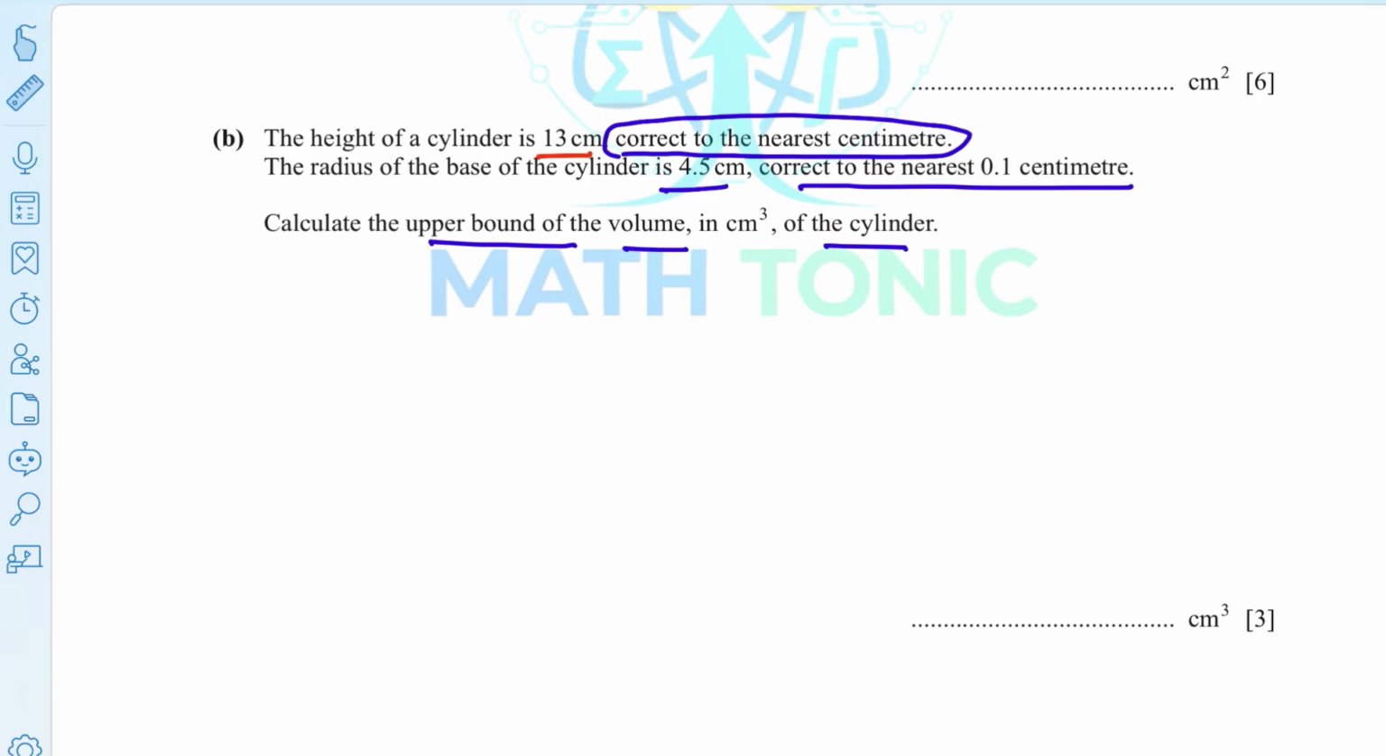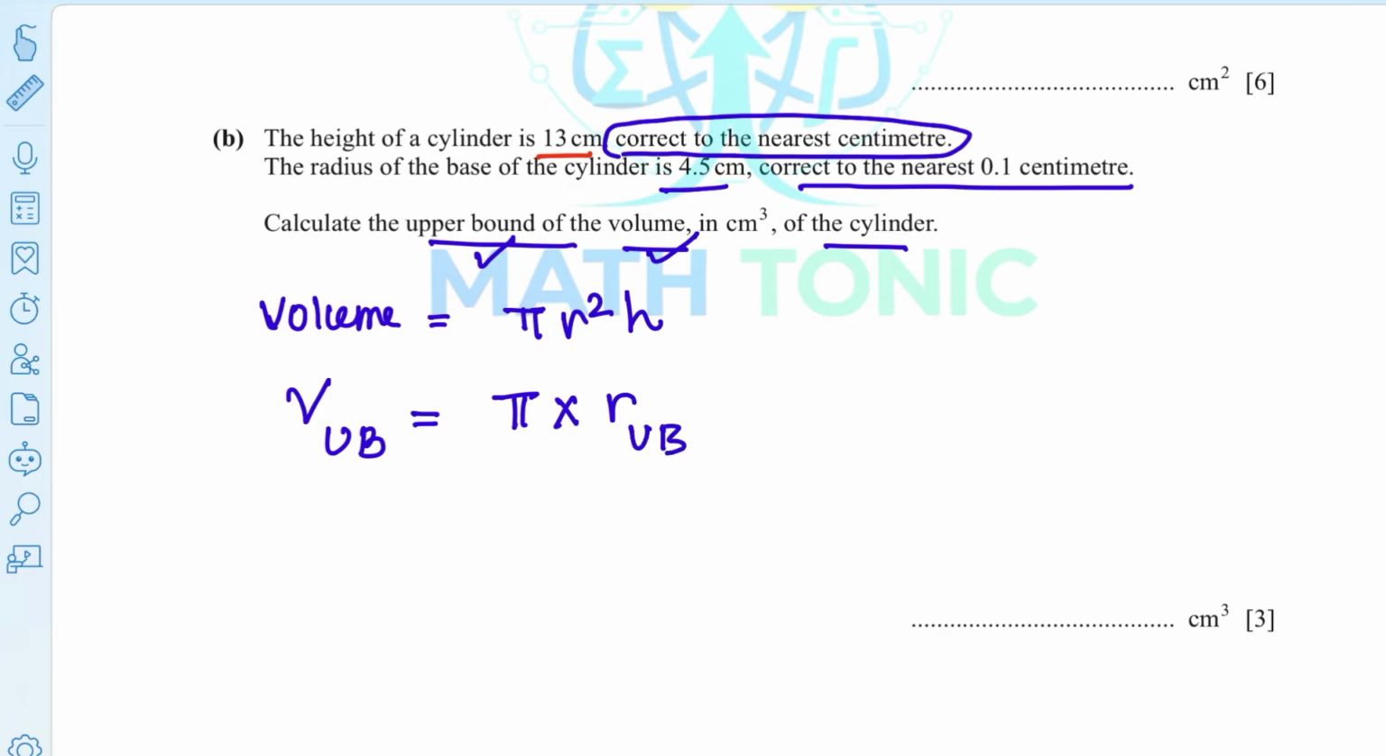In such questions, there are no bounds given. For example, tell me how to find out the volume of a cylinder. All of us know the volume of a cylinder equals pi times r square h. Very simple. Now come back to the bounds. Upper bound of volume, that means I need to find the volume upper bound, right? And you're multiplying these values. So pi times radius upper bound squared times height upper bound.